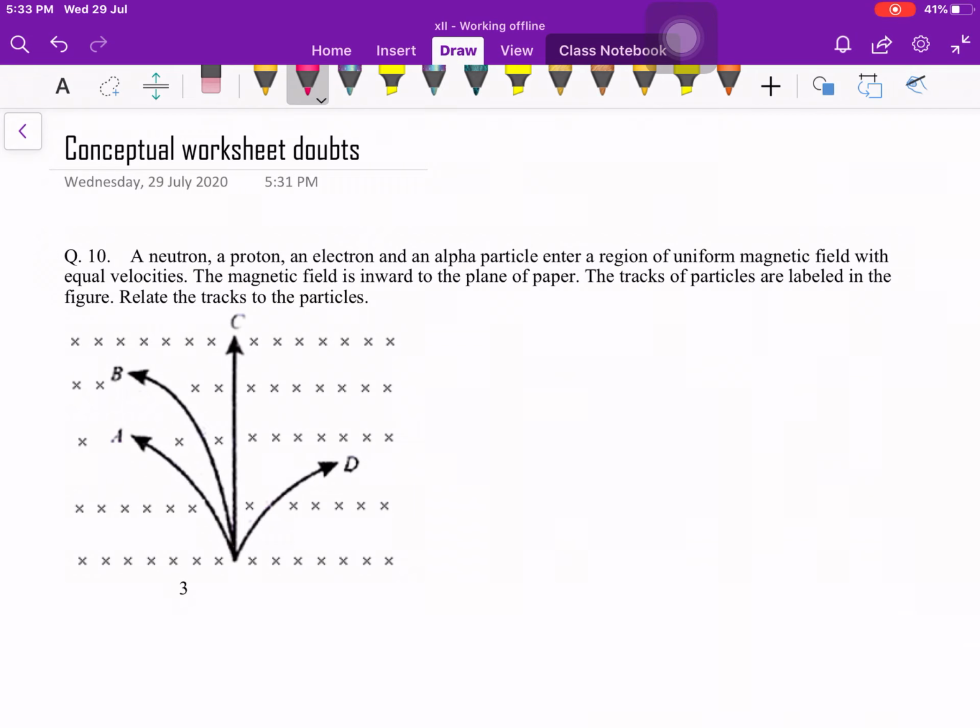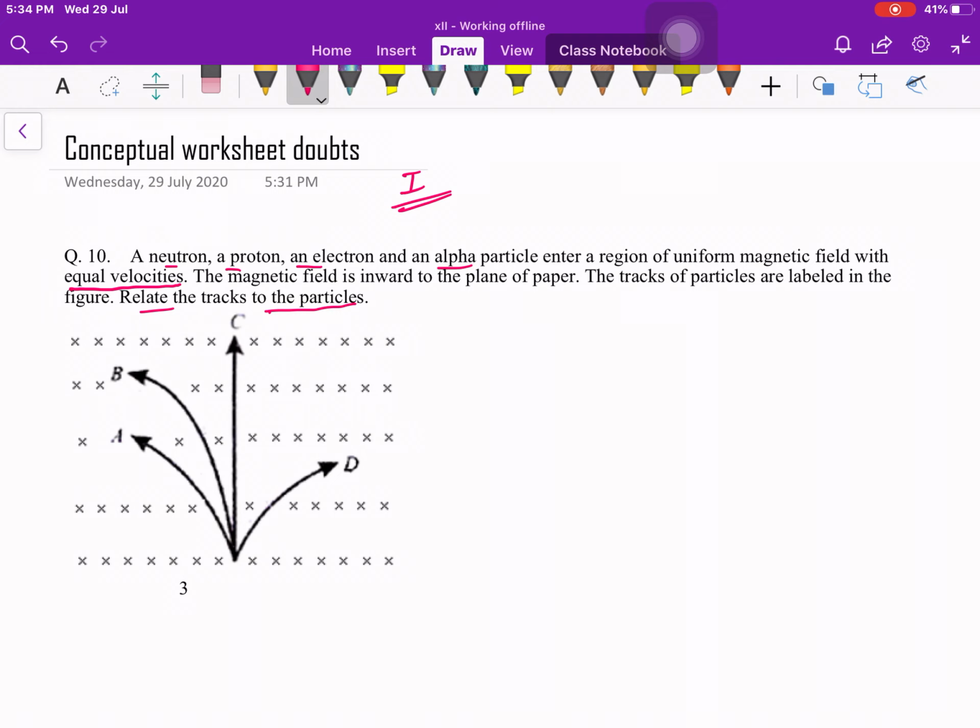Dear students, now this is a question of worksheet 1, conceptual question, worksheet 1, question number 10, that is asked by you. A neutron, proton, electron and an alpha particle, 4 particles, enter a region of uniform magnetic field with equal velocity. All 4 are having the same velocity. The magnetic field is inward to the plane of the paper, as in the diagram it is shown. The tracks of the path are labeled in the figure A, B, C, D. Relate the tracks of the particles.